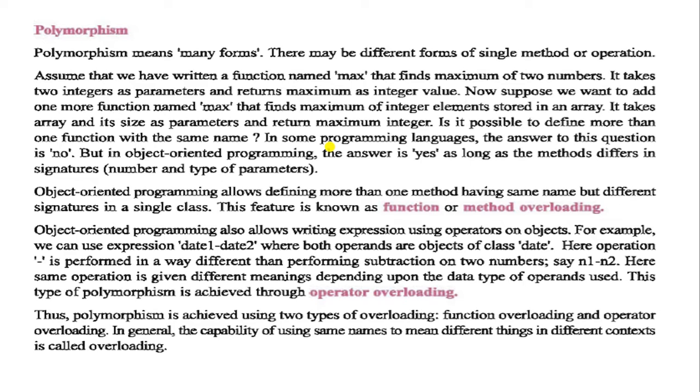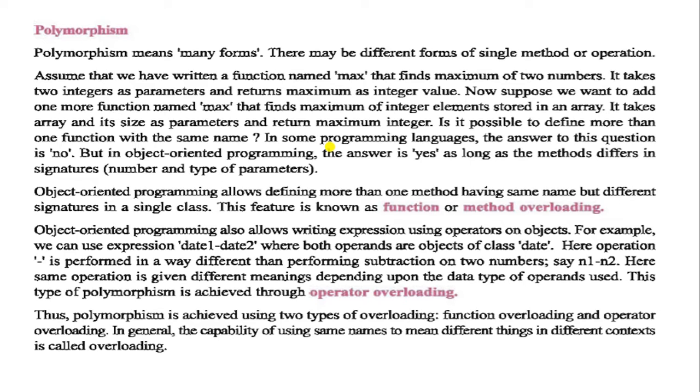Object oriented programs allow defining more than one method having the same name but different signatures. Recently we saw the example of display, but there the signature, that means the parameters, is different. In a single class we use the same name, like display, but their parameters, or you can say signature, are different. That feature we call function overloading.